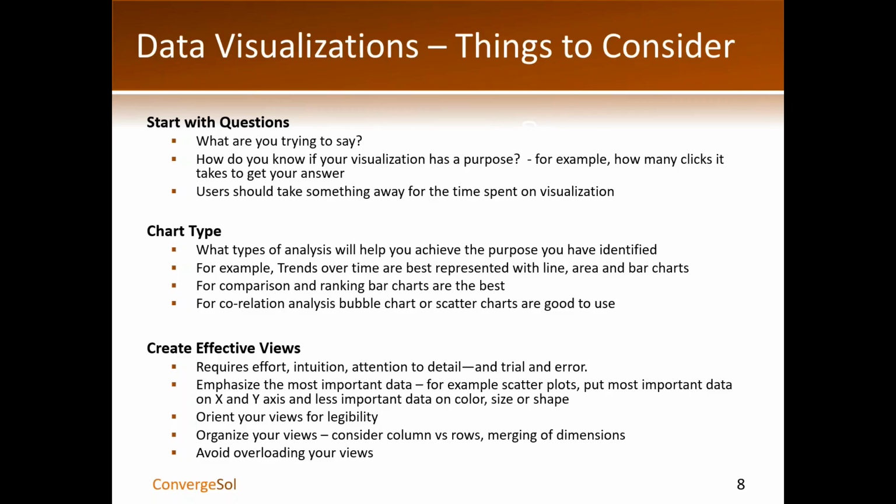Another important thing to consider is what I call creating effective views. Even if you have chosen the best chart types for your analysis, effective views do not always come naturally. Creating effective views requires effort, intuition, attention to detail, and trial and error. Many chart types let you put multiple measures and dimensions in one view. In scatter plots, for example, you can put measures on the X or Y axis as well as on the marks for color, size, or shape. Choosing where to put each measure depends on what kind of analysis you are doing and what you are trying to emphasize. However, as a rule of thumb, what I recommend is to put the most important data on your X or Y axis and the less important ones on the color, size, or shape.